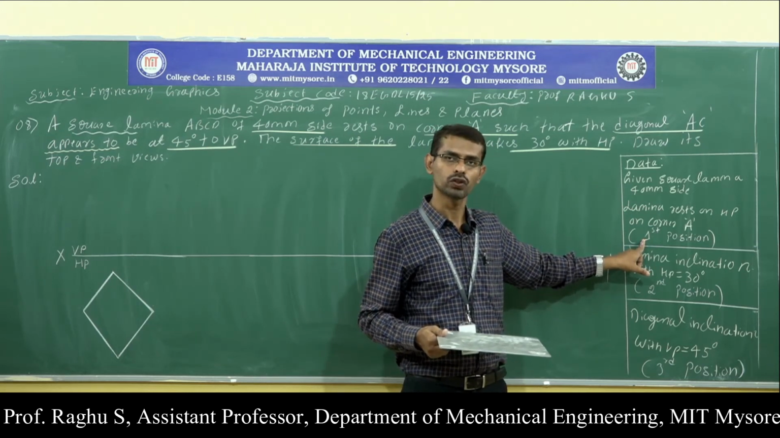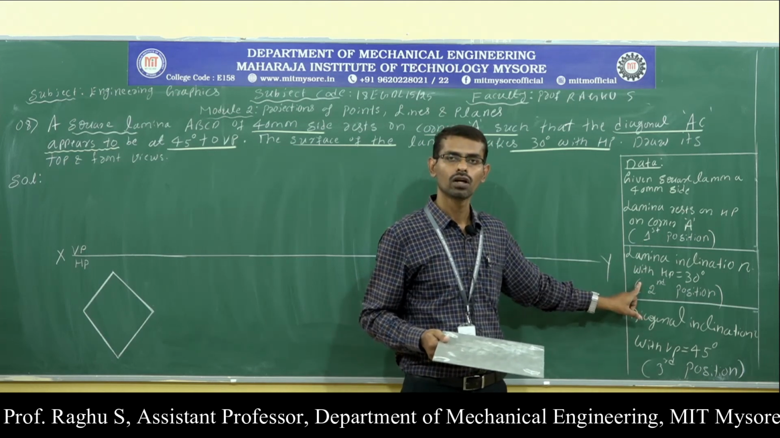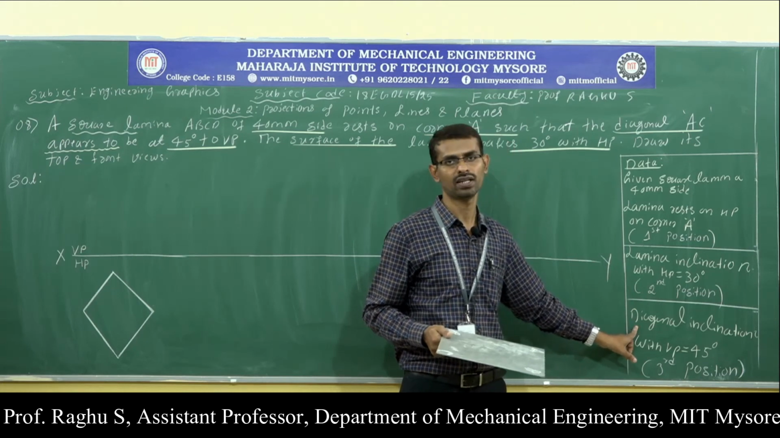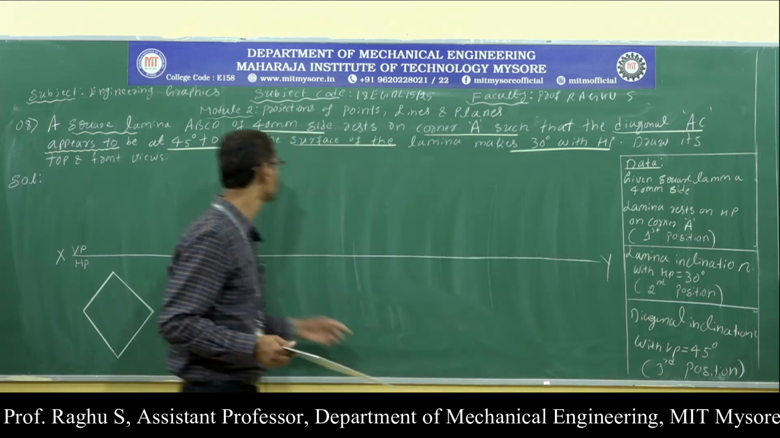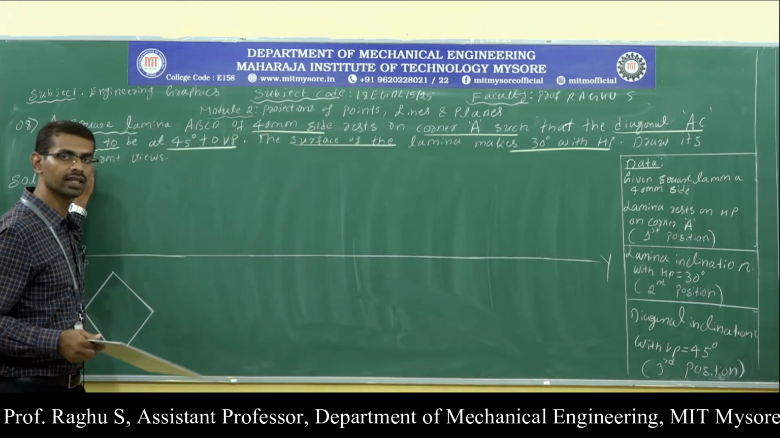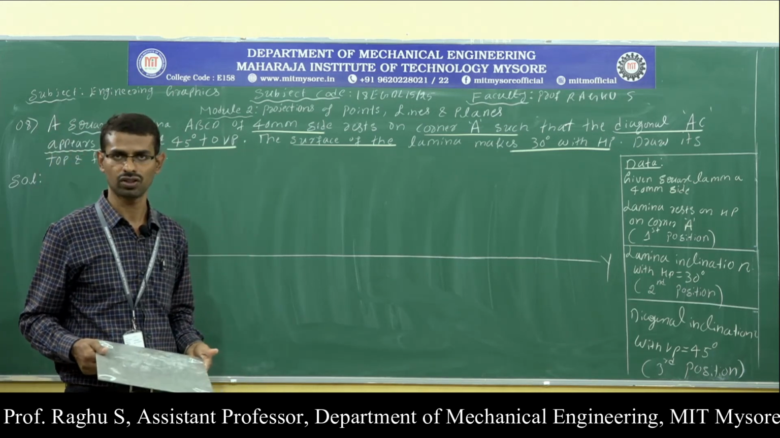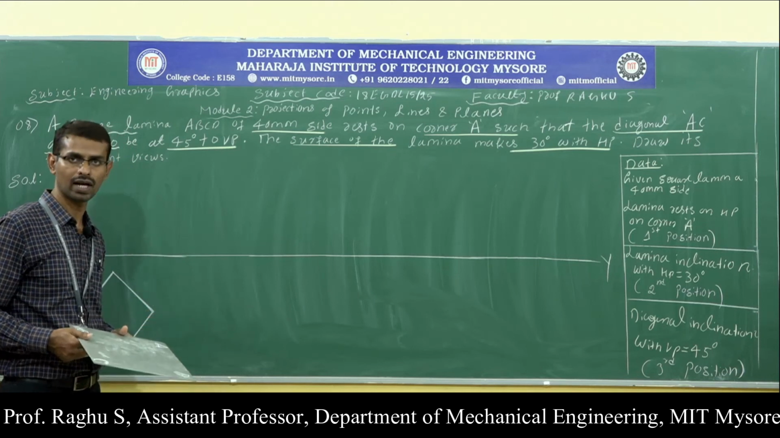When the lamina rests on HP, to draw the second position, we need HP inclination. Next, to draw the third position, we need VP inclination. Okay, here the diagonal appears to be inclined with respect to VP is 45 degree. When the problem contains the word appears, then you no need to find out any apparent inclinations.